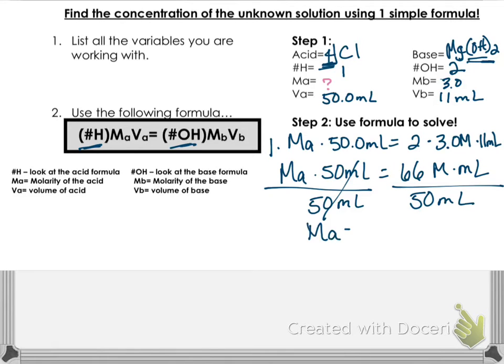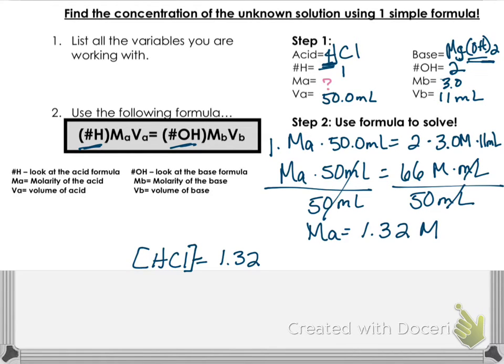So the molarity of the acid is 66 divided by 50. I am going to pull the calculator out. Okay, that gives us 1.32. And look, milliliters cancel, you're left in molarity, which totally makes sense because that's what you're solving for, right? You want the concentration of the hydrochloric acid. So the concentration of HCl is equal to 1.32.